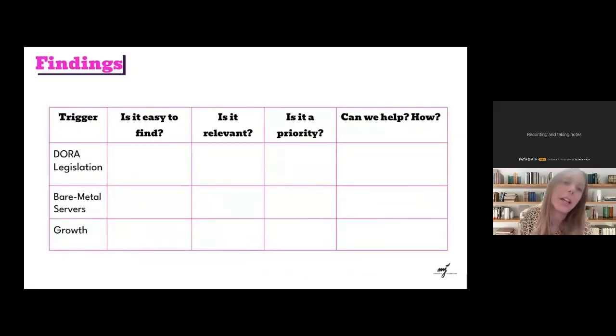So as you remember, we have the three triggers: Dora, bare metal service being too rigid, and growth. So let's start with Dora. Is it easy to find? Yes. Basically, if you put geography, Europe, as a filter, and industry, fintech, banking, insurance, all of these companies have to be Dora compliant. So in 2 seconds, you have a list of companies for which this trigger is relevant. So yes, it is relevant.